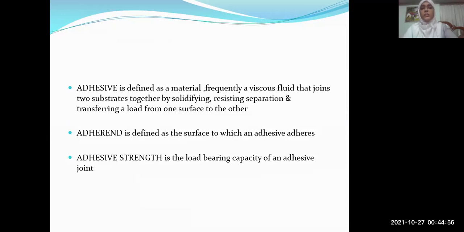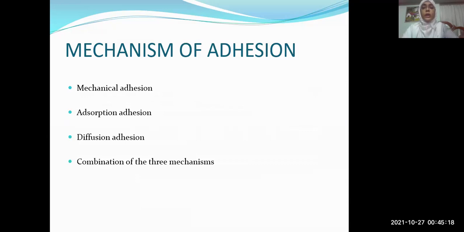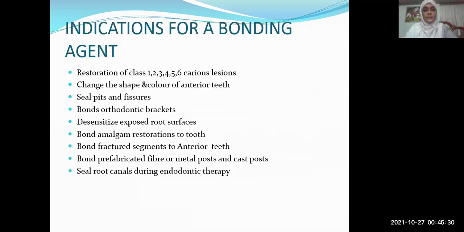An adhesive is the material, usually a viscous fluid, that joins two substrates together by solidifying, resisting separation and transferring a load from one surface to the other. Adherent is the surface to which this adhesive is added, and adhesive strength is the load-bearing capacity of the adhesive joint. And how can this adhesion take place? It can be by mechanical adhesion, adsorption adhesion, diffusion adhesion, or a combination of all three.